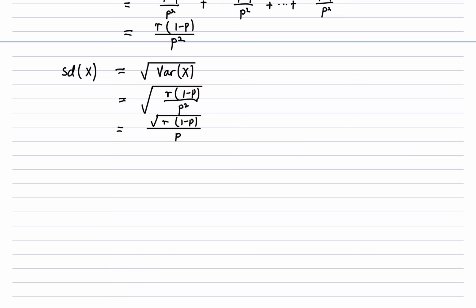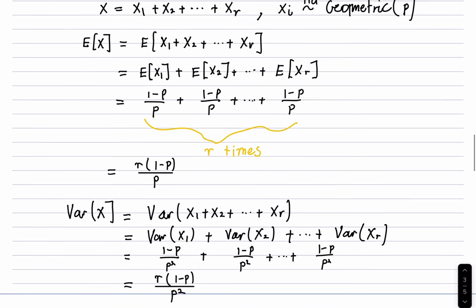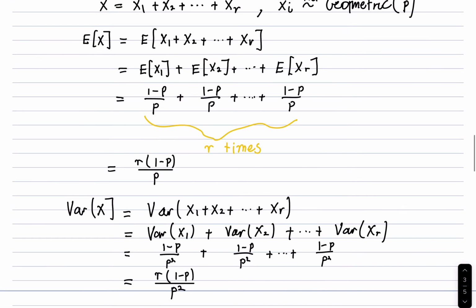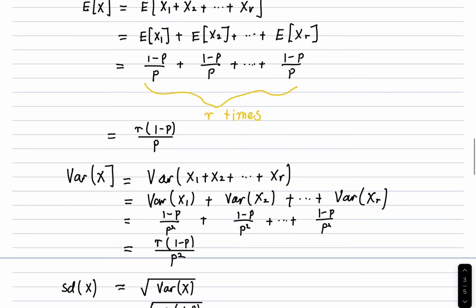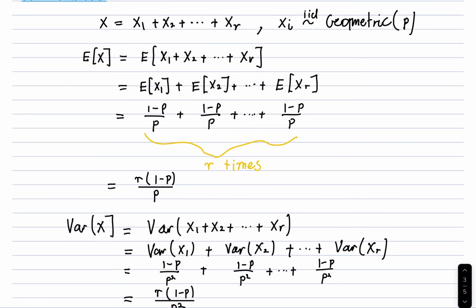There you have it, ladies and gentlemen. We have shown two ways of deriving the expectation of a negative binomial random variable. One using algebraic methods, and one using a shortcut rule, recognizing that a negative binomial is the sum of r independent and identically distributed geometric random variables.